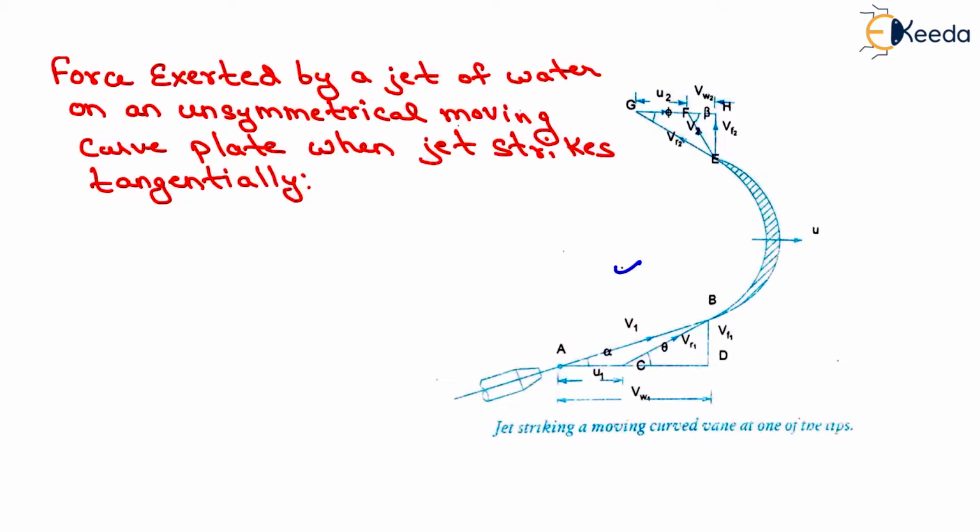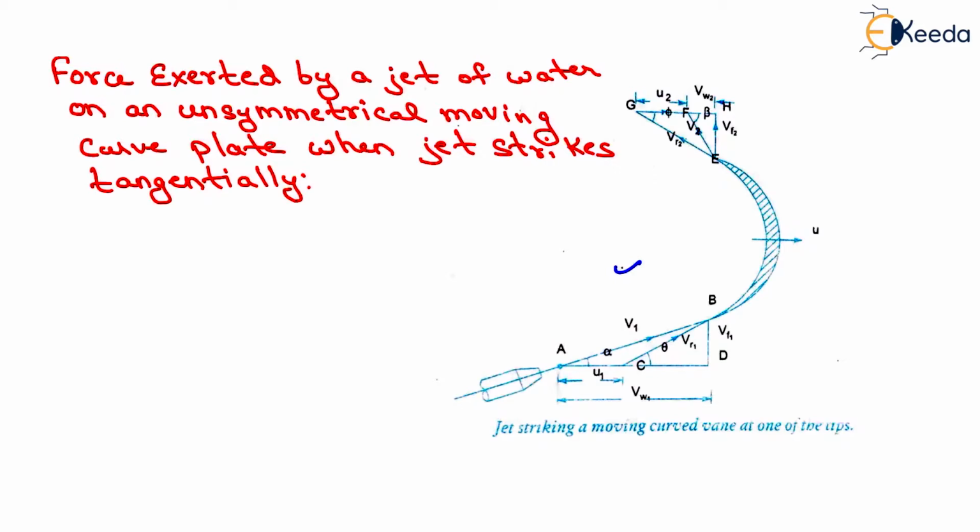As the jet strikes tangentially, the loss of energy due to impact of the jet will be zero. Now in this case, as the plate is moving, the velocity with which the jet of water strikes is equal to the relative velocity of the jet with respect to the plate. Also, as the plate is moving in a different direction from the jet, the relative velocity at inlet will be equal to the vector difference of the velocity of the jet and the velocity of the plate at inlet.